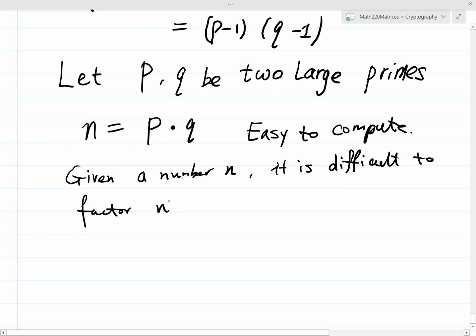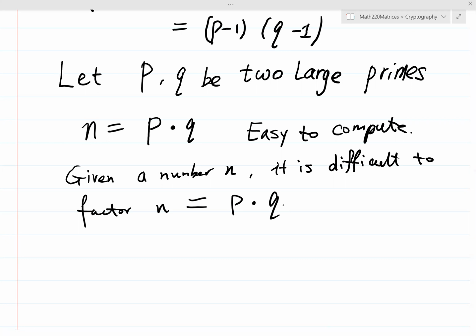Even if you know that n is p times q, a product of two large primes, it is very difficult to factor n, that is, to find some p and q.